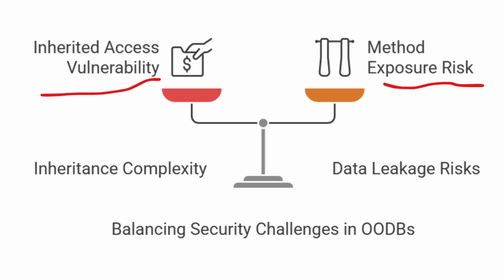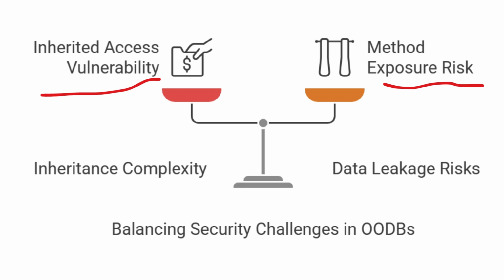Data leakage risks. Another risk with OODB is that objects often expose internal methods. In a relational database, users can only see data from tables they are allowed to query. In an OODB, users might accidentally access methods that reveal sensitive information.